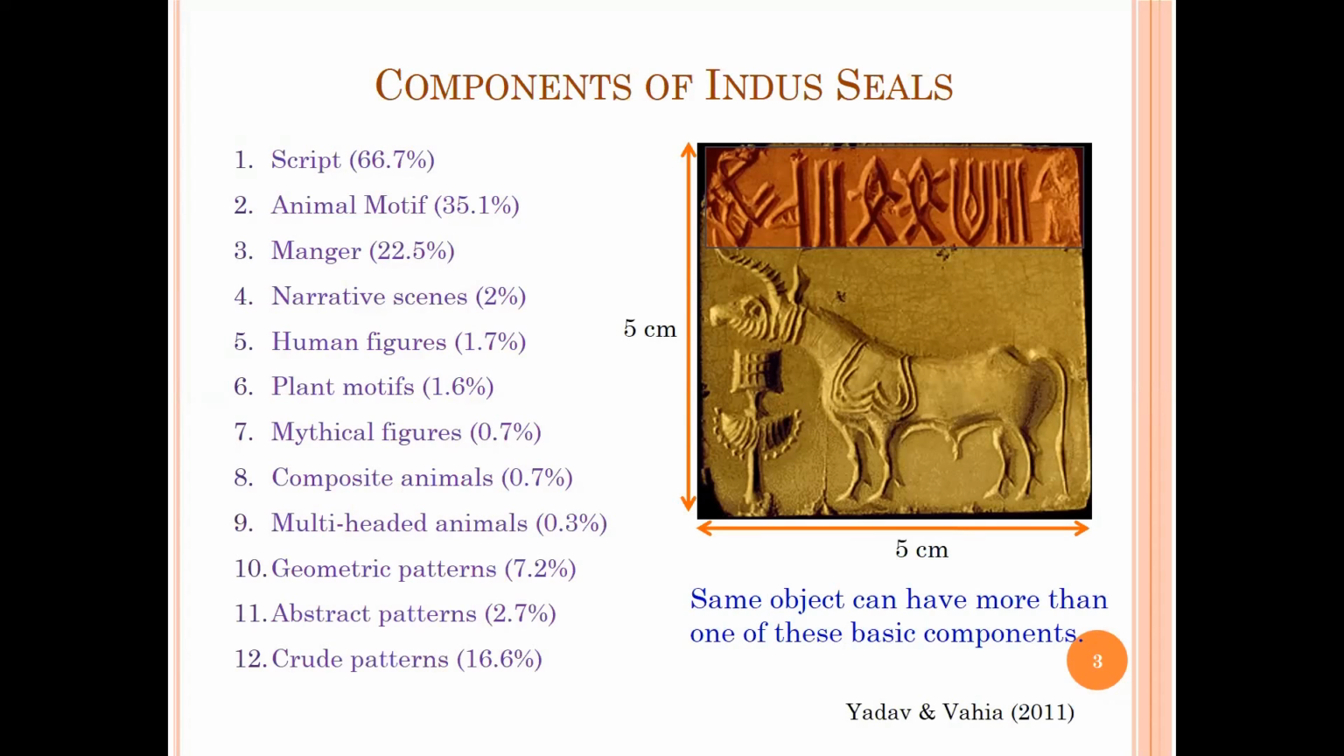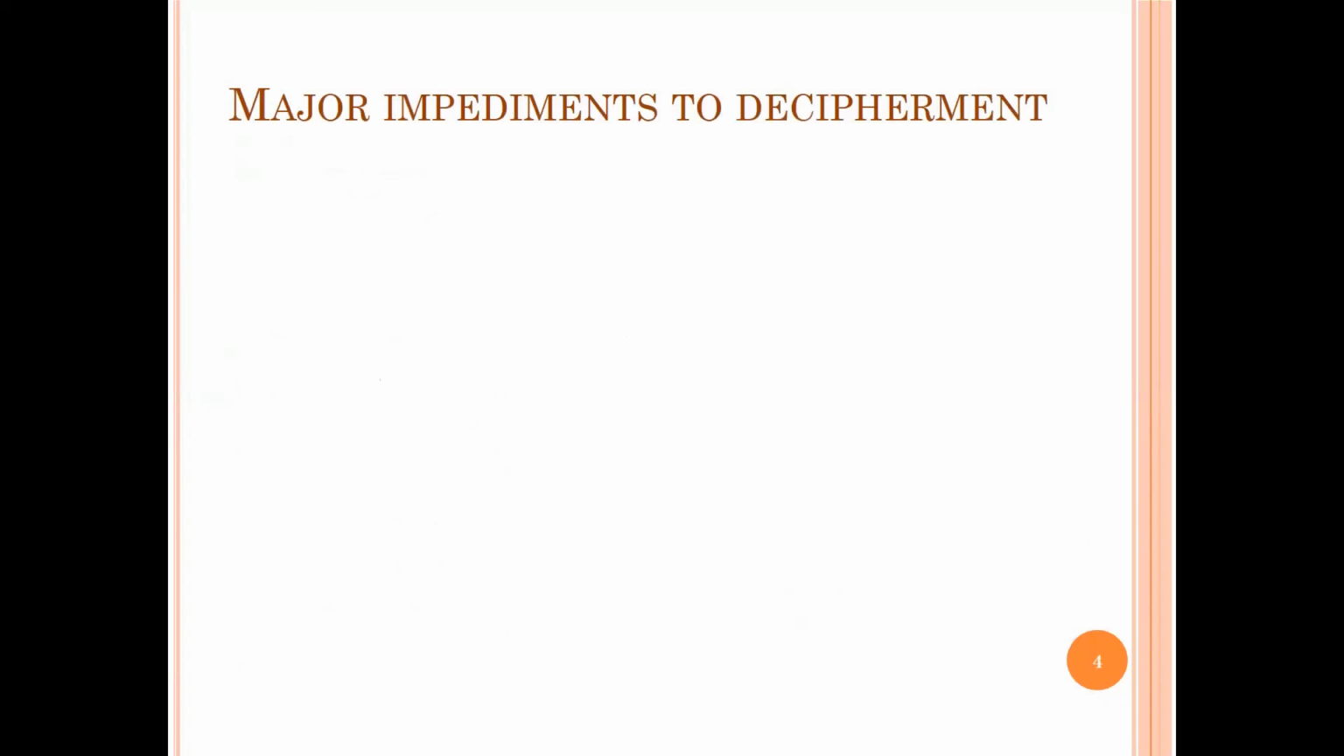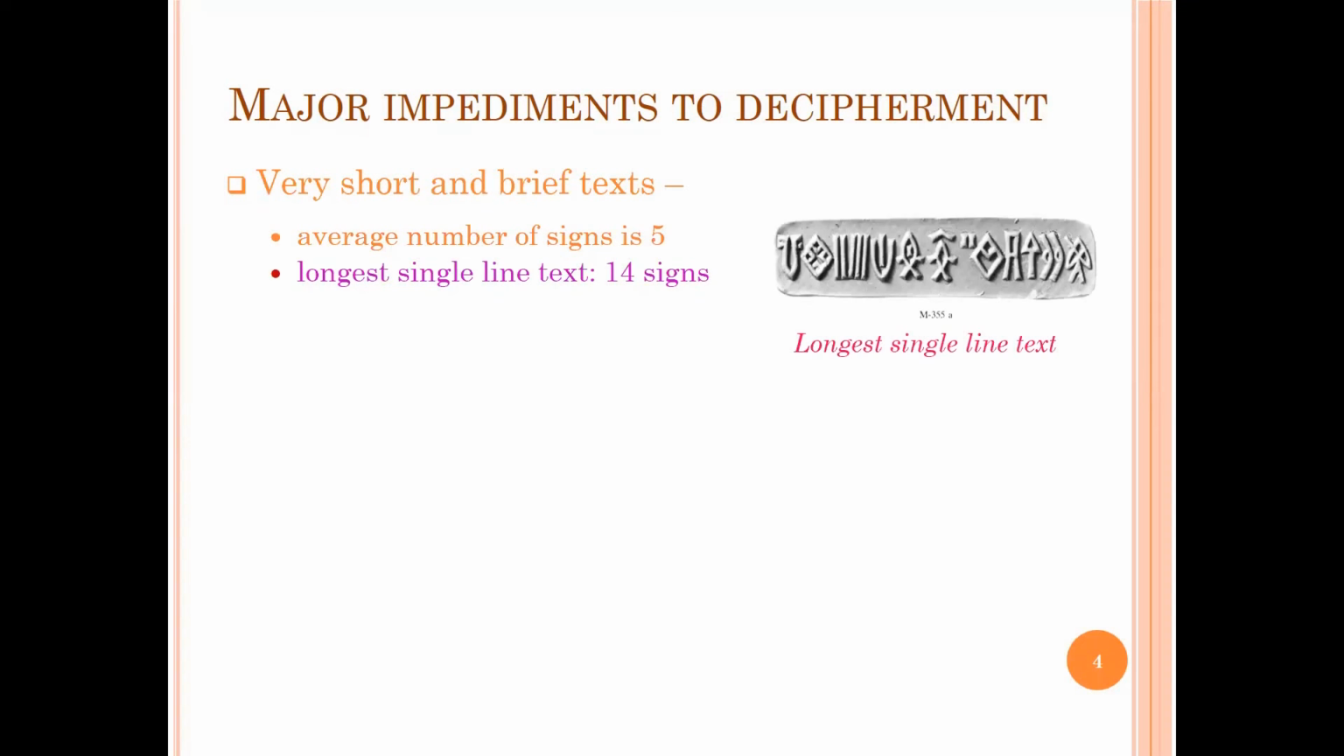However, the ambiguity associated with the context and usage of the Indus writing system has made the problem of Indus script even more challenging. And what adds to the challenge are the following things. The texts on the Indus seals are very short and brief. The average number of signs in an Indus text is just 5. The longest single line text consists of just 14 signs, and there are two objects which have text of 14 signs. And then the longest text consists of 26 signs, and this also runs into three distinct lines.